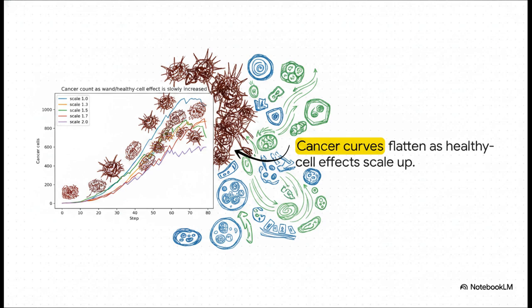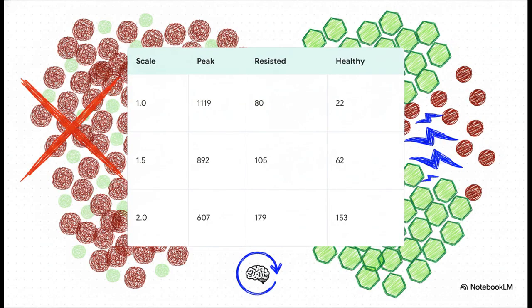of the disease. Let's put some hard numbers to this, because increasing destructive force alone had a very limited impact, but amplifying the healthy cell's ability to resist and remember produced these massive, nonlinear benefits. Look at the base scale 1.0. Peak cancer hits over 1,100 cells and you're left with a measly 22 healthy cells.